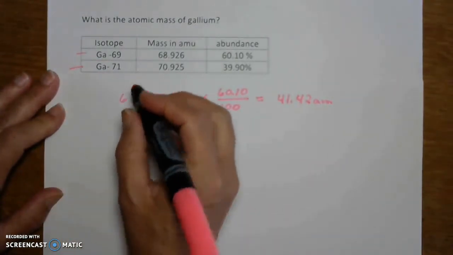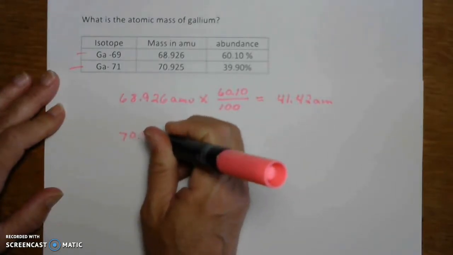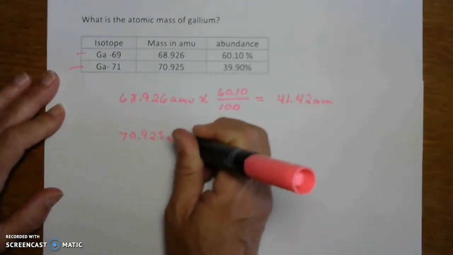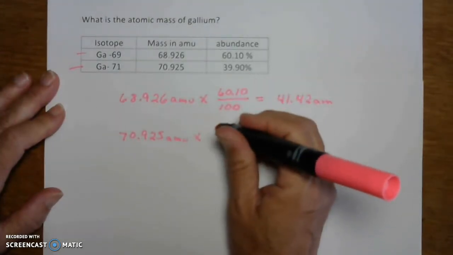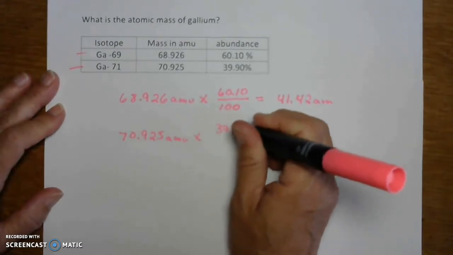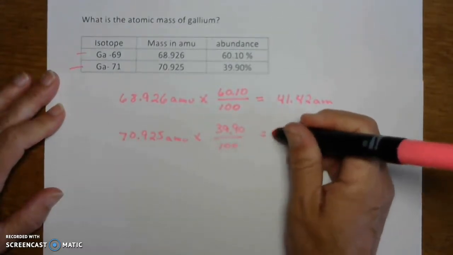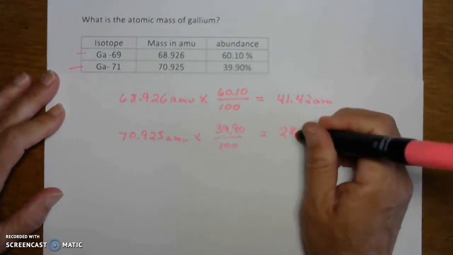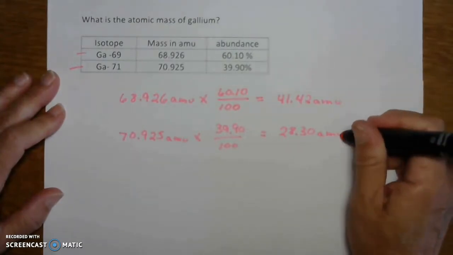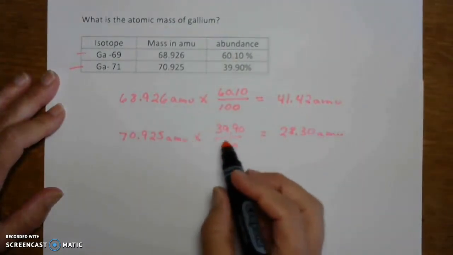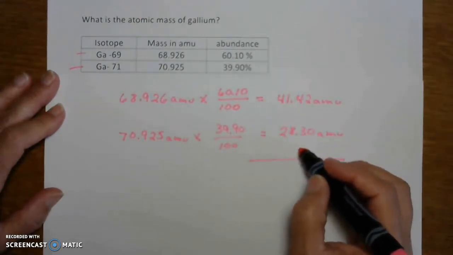The second one, we have a different mass. We've got 70.925 AMU times, and we're going to multiply again times its abundance, divide by 100, and we will get 28.30 AMU.